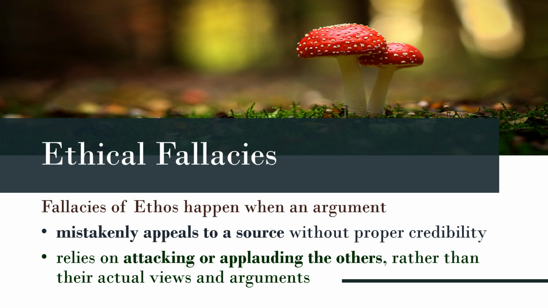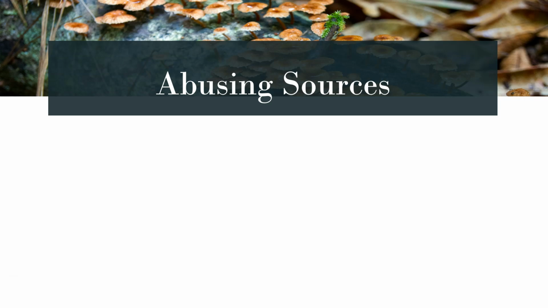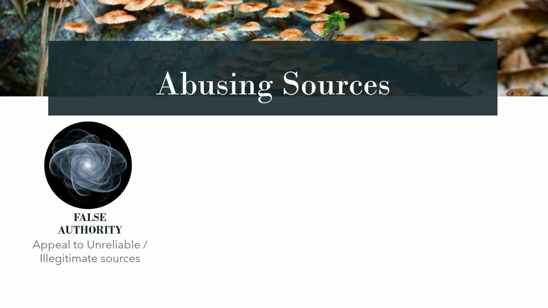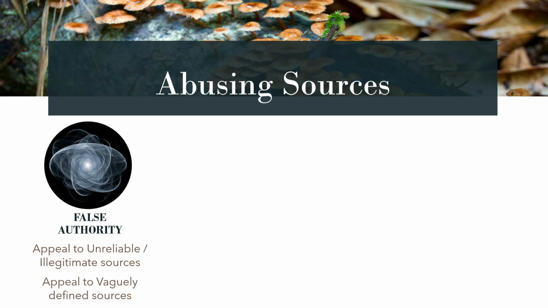So remember, rhetorical strategies that appeal to ethos are all about credibility, authority, and expertise. So when we misuse appeals to credibility, authority, and expertise, we are committing ethical fallacies. Let's take a look at some of the examples. Namely, this happens through abusing sources. So one example is false authority. So appealing to unreliable or illegitimate sources, or appealing to vaguely defined sources.